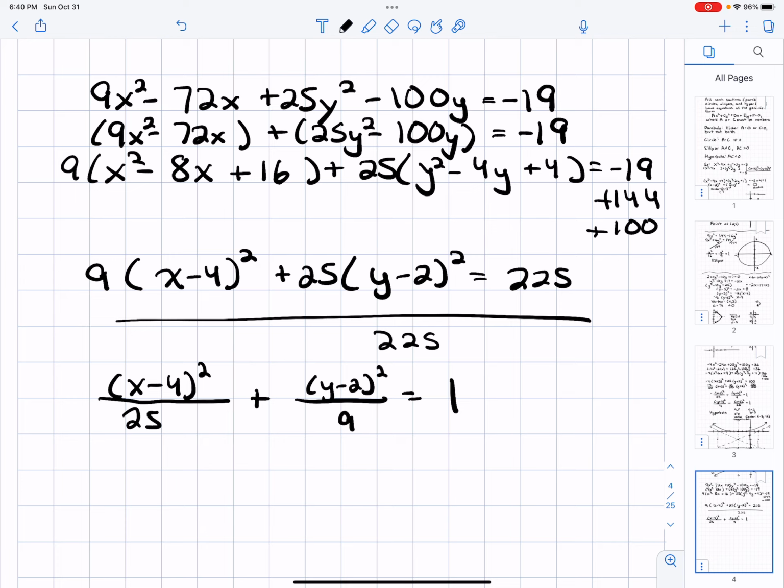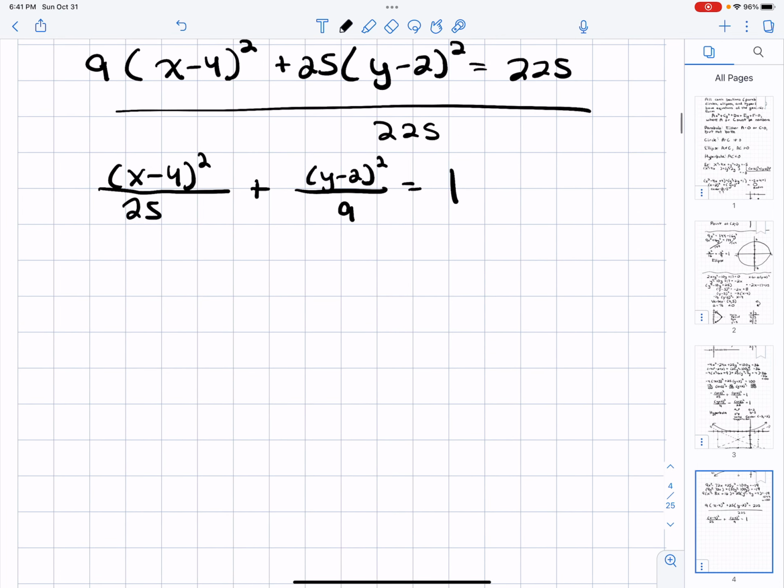The x's and y's were different. We had x squared and y squared. The numbers in front of them were different. They're positive. 9 times 25 is a positive number. And when we finish working it out, we definitely have the equation of an ellipse. So let's graph it.